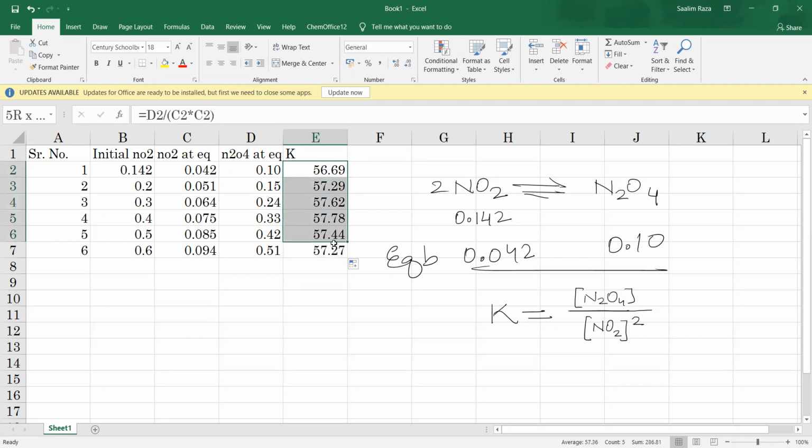Now can you see that this value is constant? These values are changing. What is D3? D3 is the concentration of D.